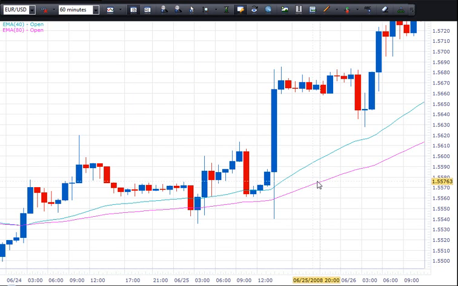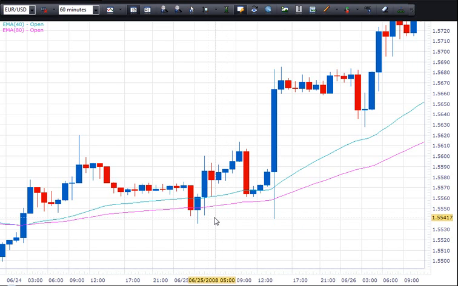Now when the green line, the fast moving average, is above the slower moving average, the trend is up. When the green line is below the purple line, the trend is down. So as you can clearly see, the trend is up, so we want to be buying into that trend. To make money in the Forex market, you need to be profiting from the trend.